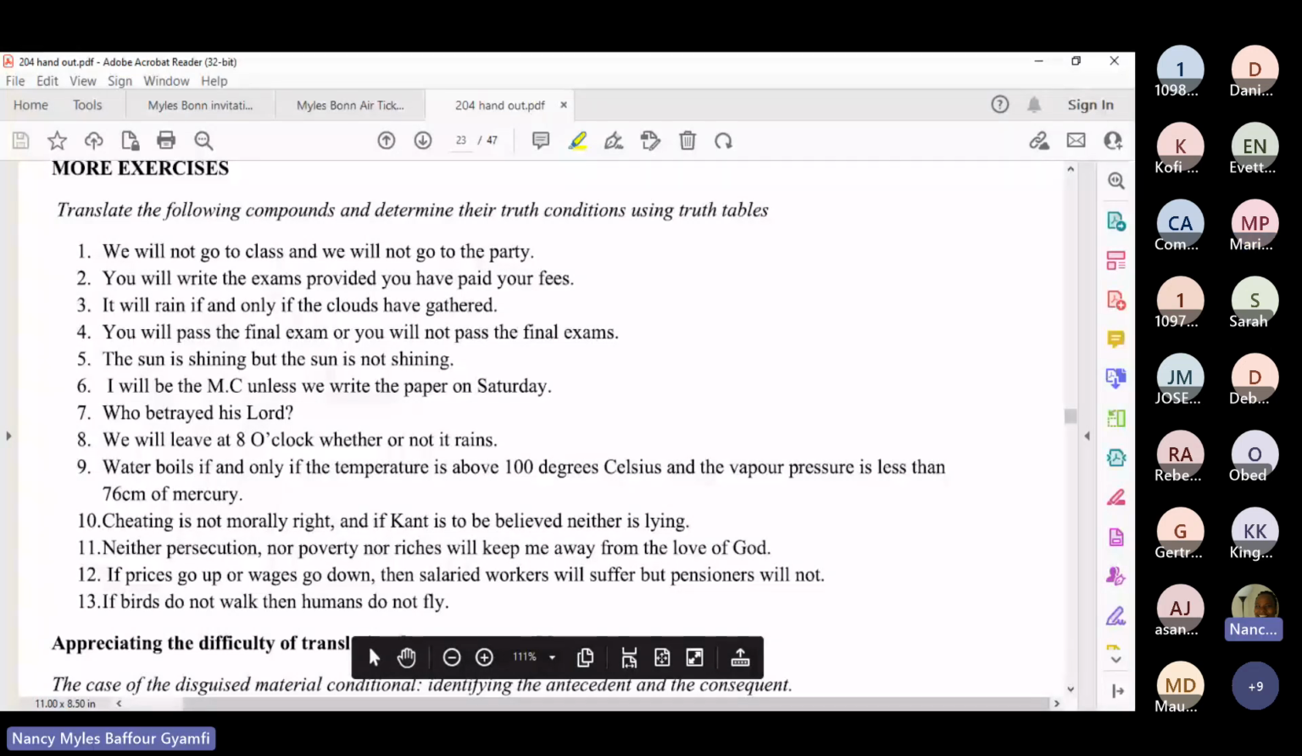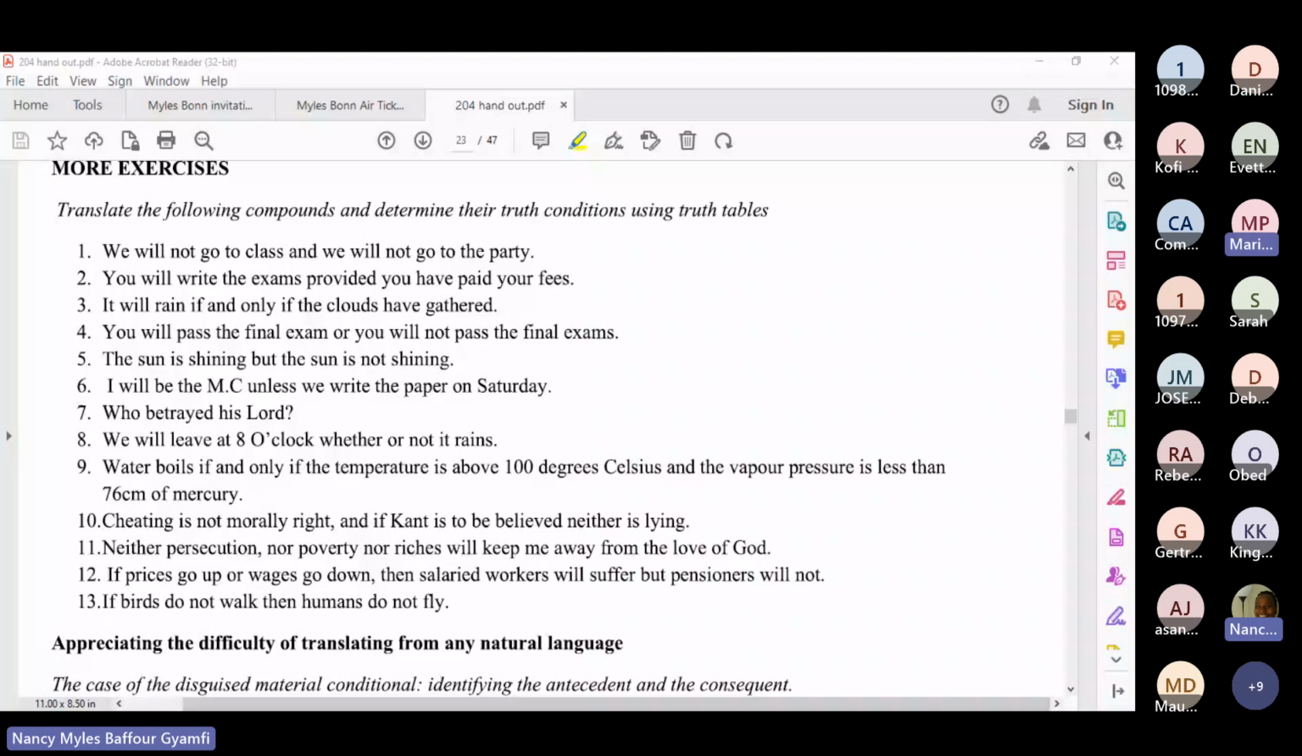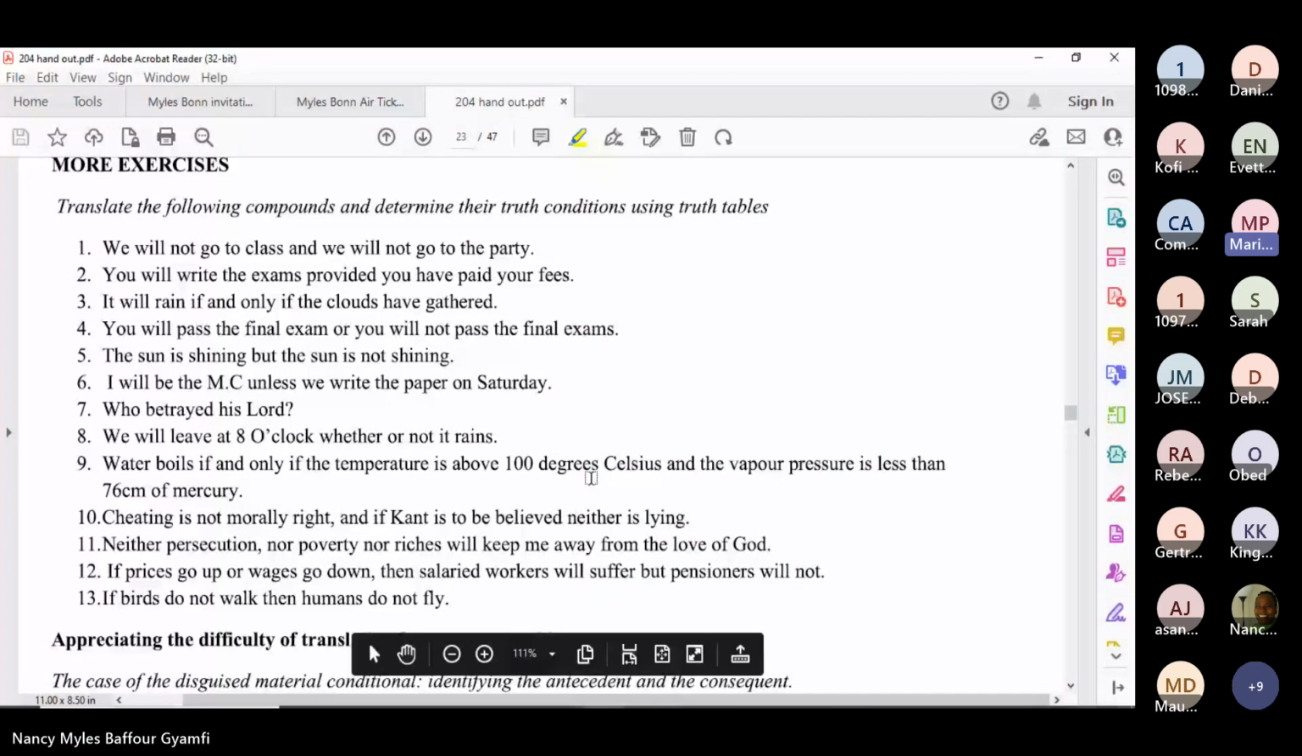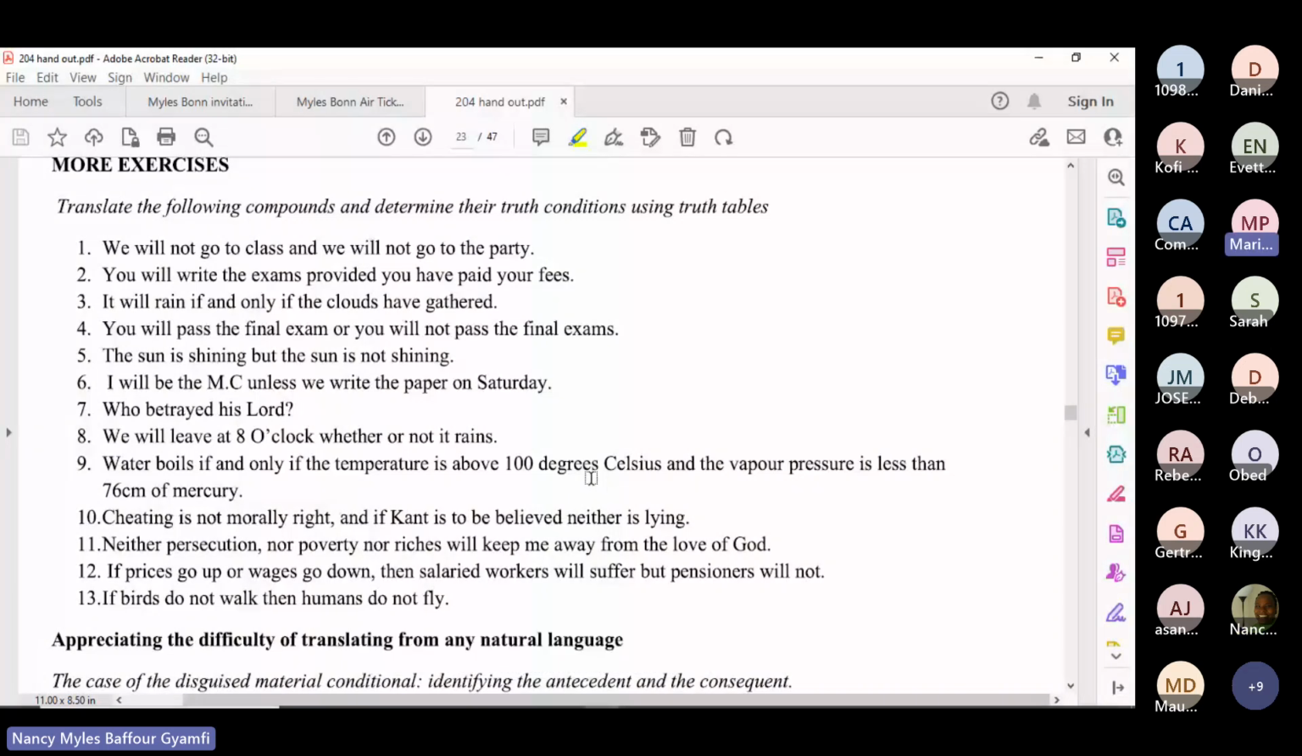Let me see if there's any question. Hand up, asking a question. Oh no, we're going to answer a question. I think we are making some good progress, especially with the translations, which some of you are not conversant with at all. Now, example 4: you will pass the final exam or you will not pass the final exam. How will you symbolize that using variable P? I want a chorus answer.